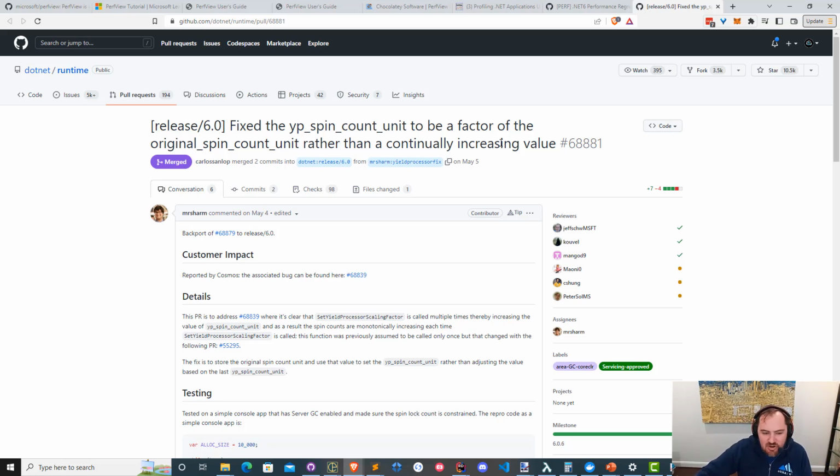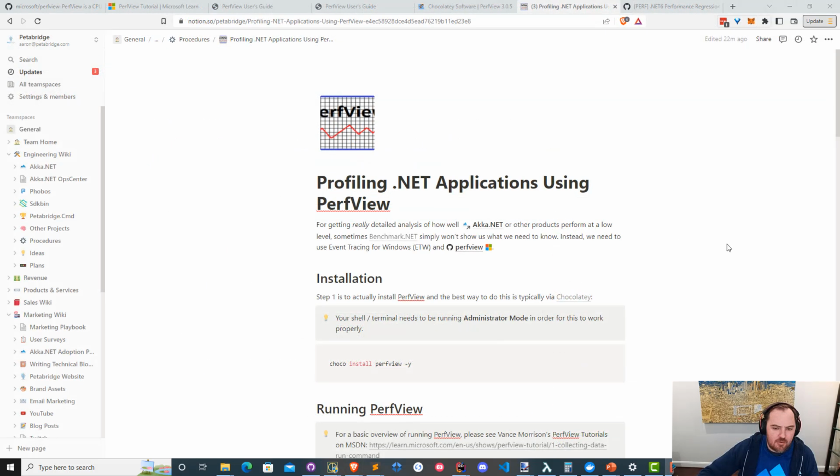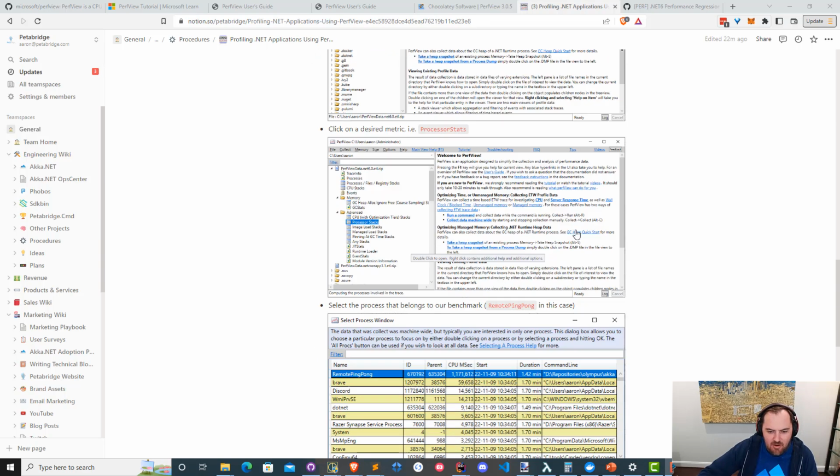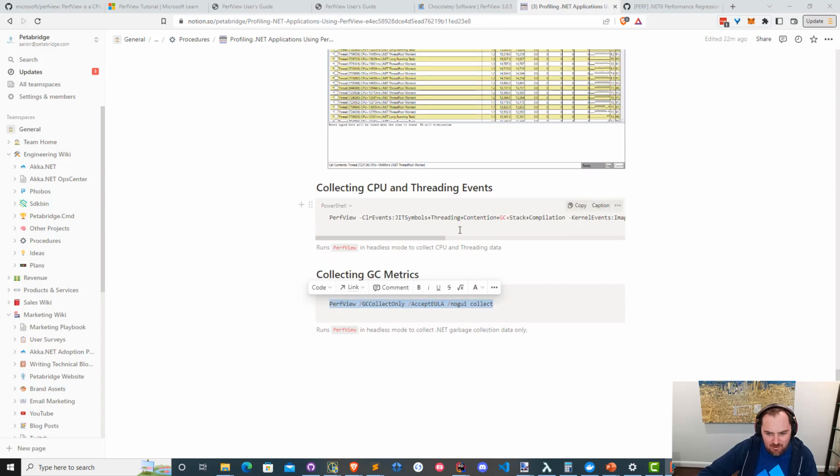So the next thing we should take a look at is how to actually collect some of this PerfView data ourselves. We're going to collect some performance data on one of our other benchmarks in Akka.NET using PerfView, just to show you the ropes on how that's all done. This is a little Notion page I wrote for our team on how to actually run PerfView. And there's a whole bunch of different command line options you can use.